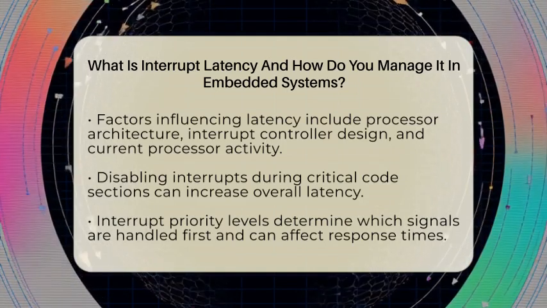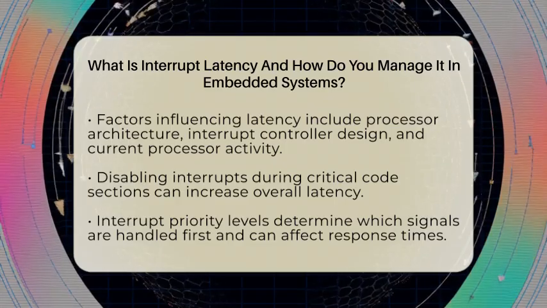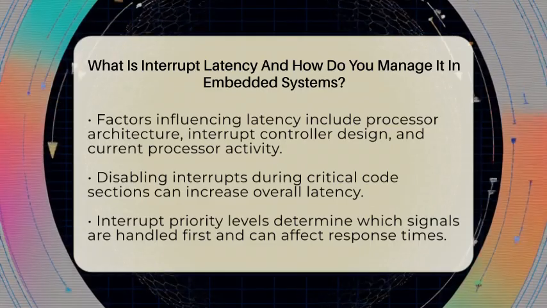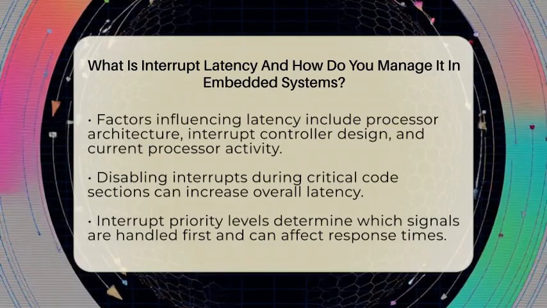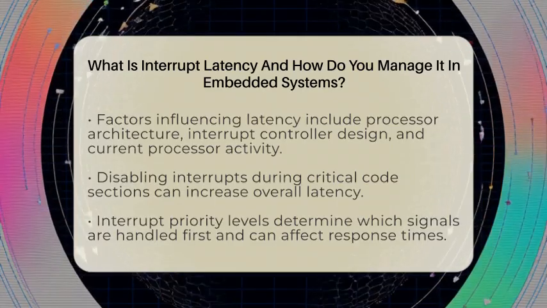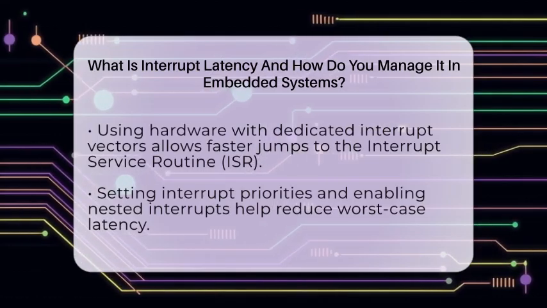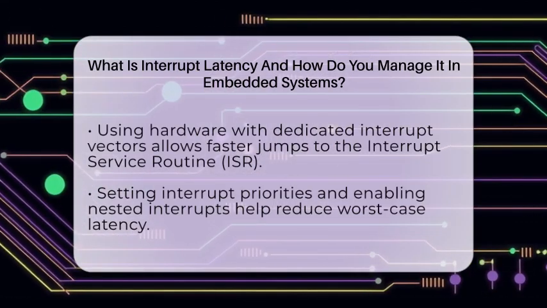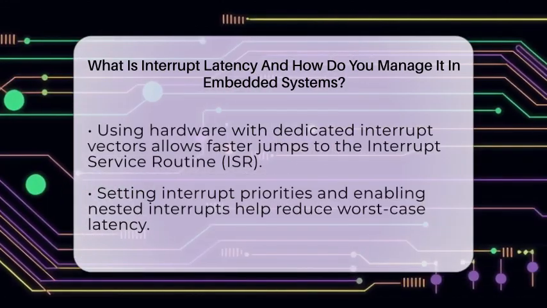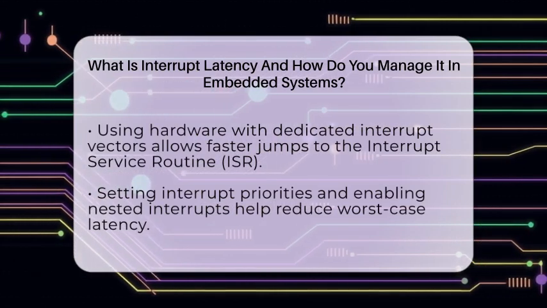The priority of interrupts matters too. Higher priority interrupts can preempt lower priority ones, which can reduce the delay for urgent signals but might cause longer delays for less important ones. Managing this delay is essential for real-time applications. One way to do this is by choosing hardware that is optimized for quick responses. Microcontrollers with dedicated hardware interrupt vectors can jump directly to the ISR, or interrupt service routine, without extra delay.